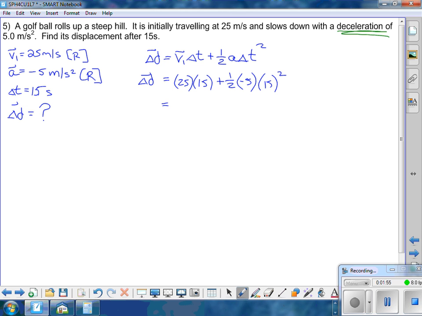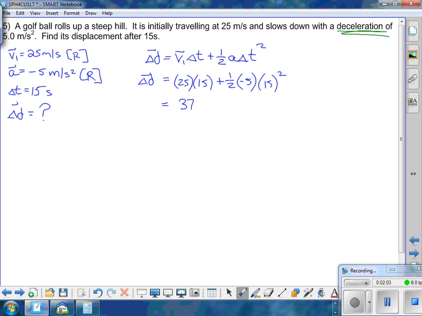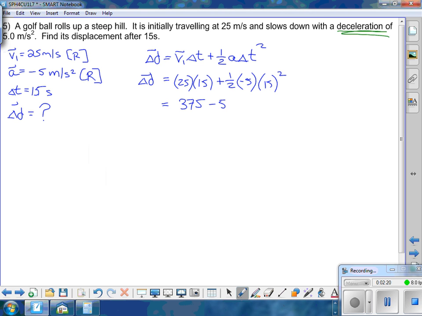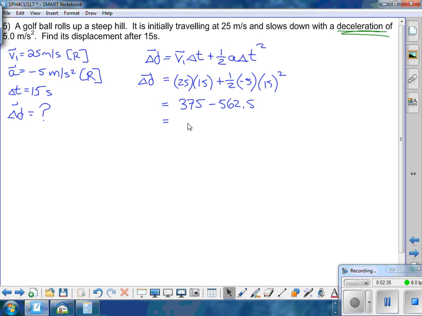So using your calculator, 25 times 15 equals 375. And then, calculator please, 0.5 times -5 times 15 squared. So negative 562.5. And we calculate that. 375, take away 562.5. I end up with negative 187.5.